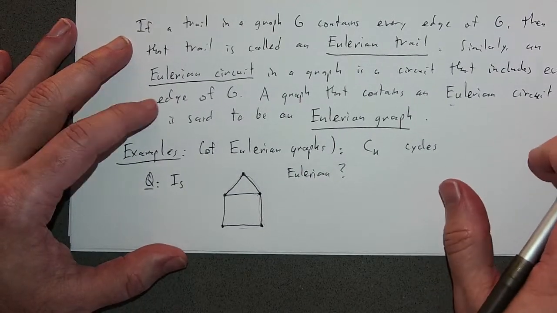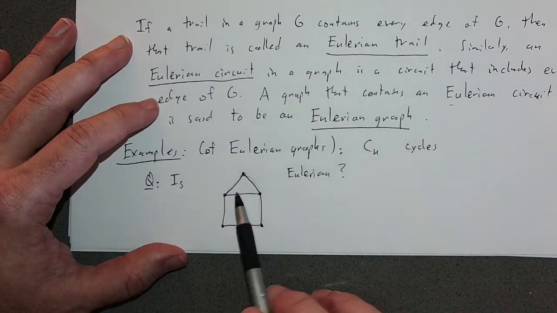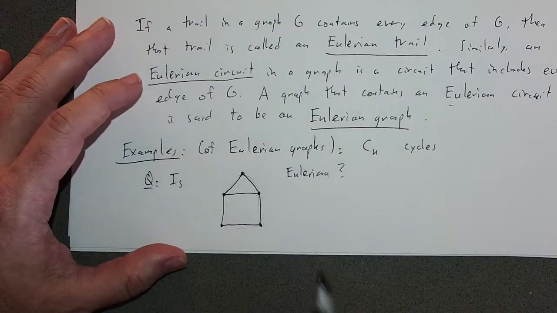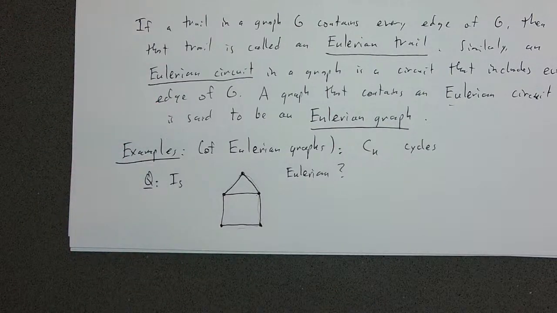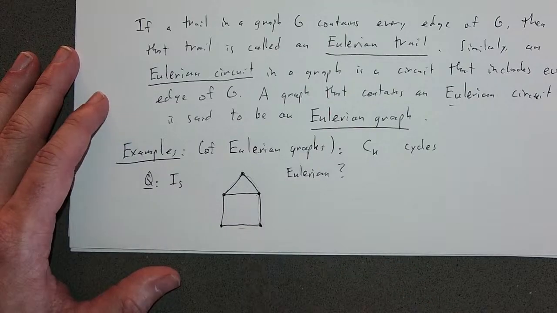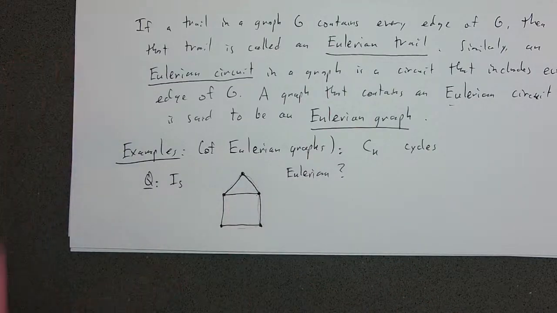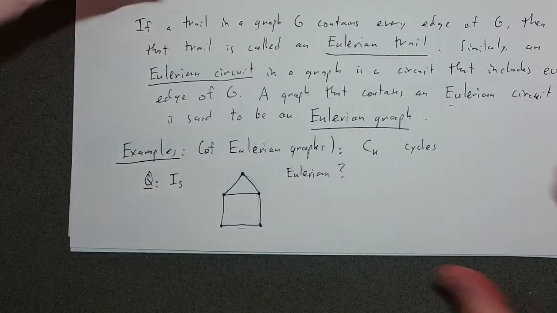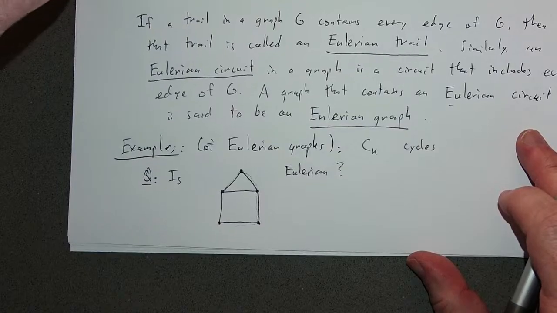So see if you can put together an argument as to why this is not Eulerian, what it is that's going wrong here, or can you find, did we miss something? Was there an Eulerian circuit that I just missed there? How about the next one? Let me give another example.